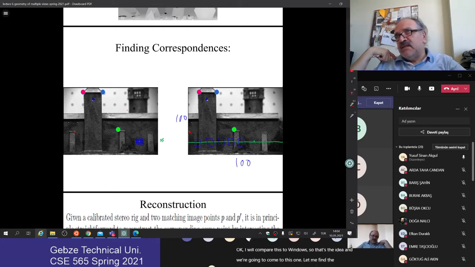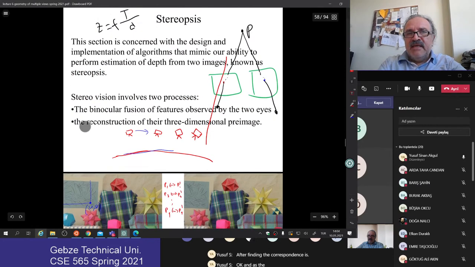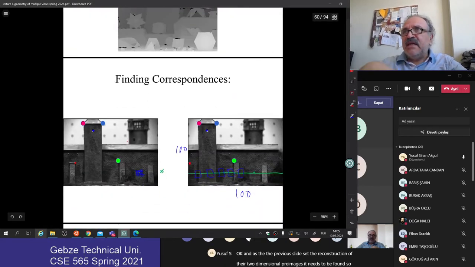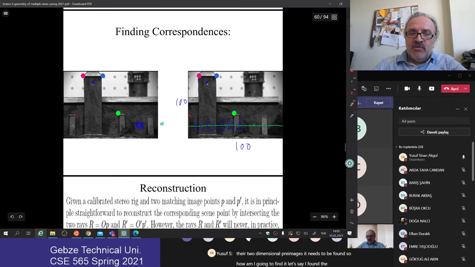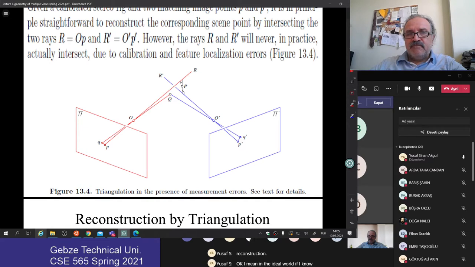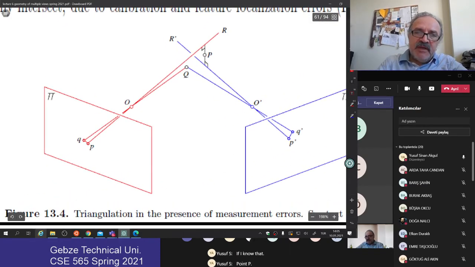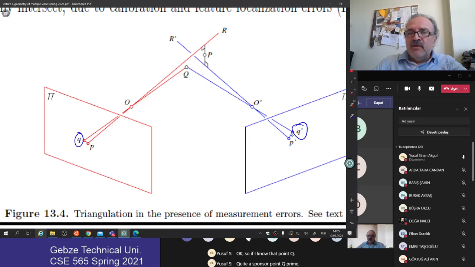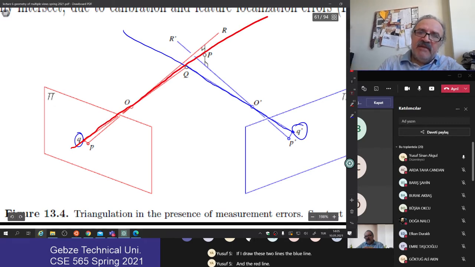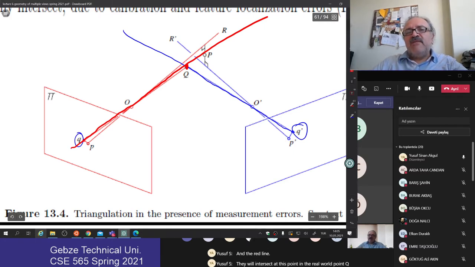After finding the correspondences, as the previous slide said, the reconstruction of their three-dimensional pre-images needs to be found. So how am I going to find it? Let's say I found the correspondence using this kind of idea, and I'm going to do the reconstruction. In the ideal world, if I know that point Q corresponds to point Q prime, and I draw these two lines, the blue line and the red line, they will intersect at this point in the real world, point Q, and that would be my answer.